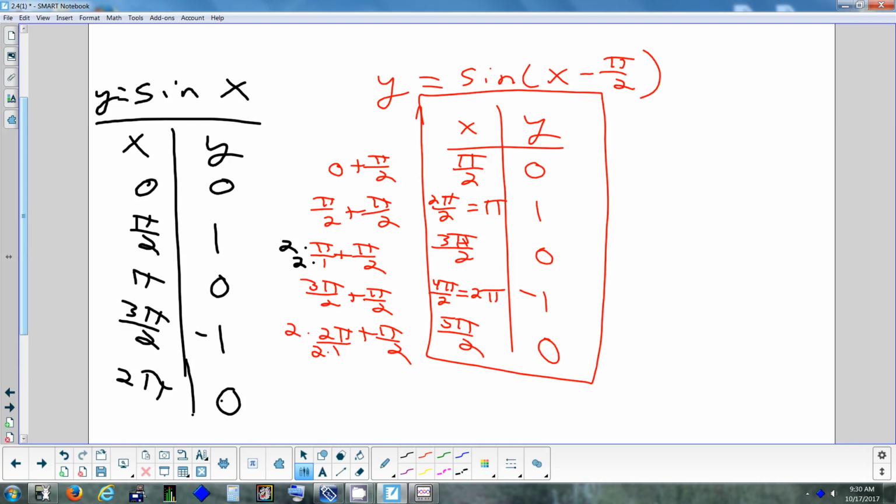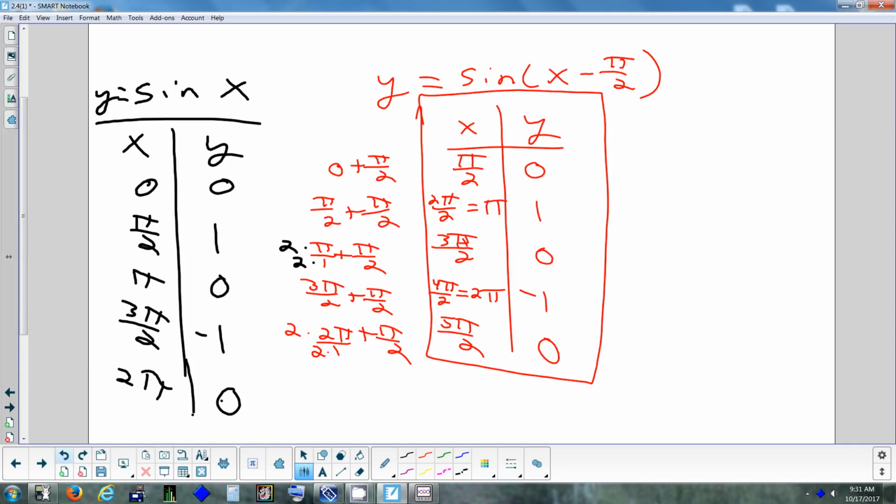Okay. And there's your table. So 1 point for each x, 1 point for each y. Now if you look at the x's, there's a pattern. 1 pi over 2, 2 pi over 2, 3 pi over 2, 4 pi over 2, 5 pi over 2. What do you think the next one would be? 6 pi over 2, and then 7 pi over 2, 8 pi over 2, 9 pi over 2, we could keep going. So what I do a lot of times is, once I do the first 2 or 3, I find the pattern, and I use that to figure out the rest. That's how I do it.